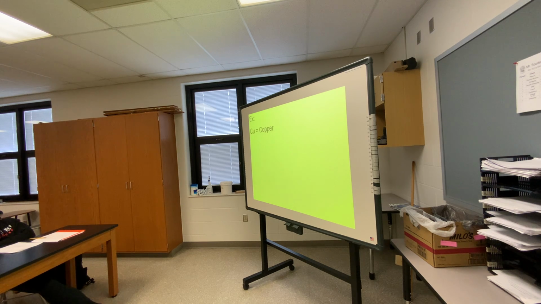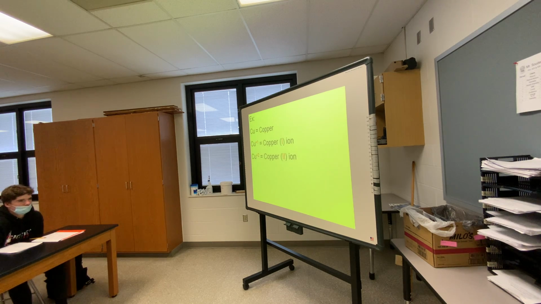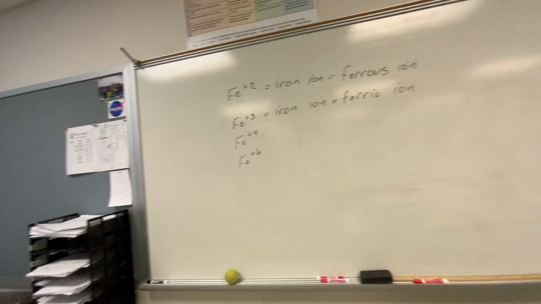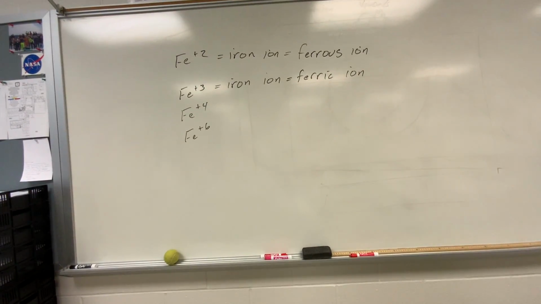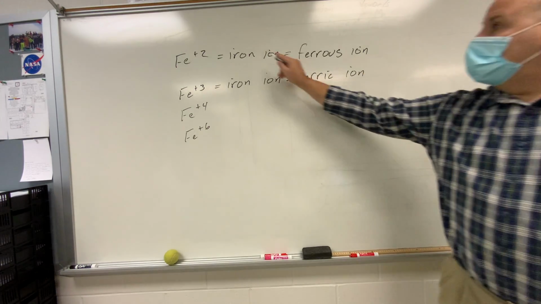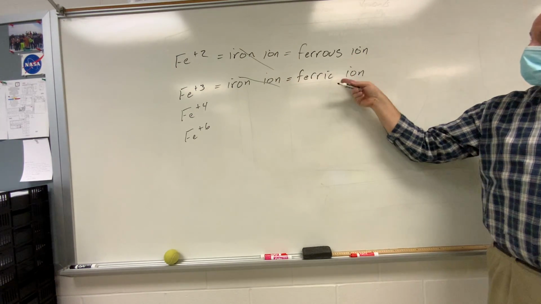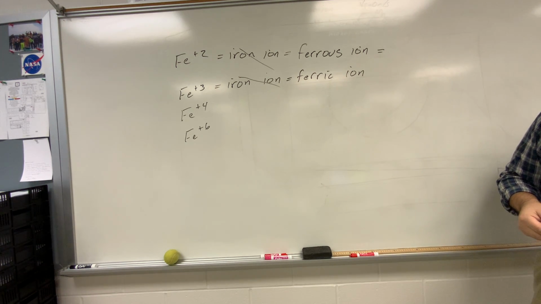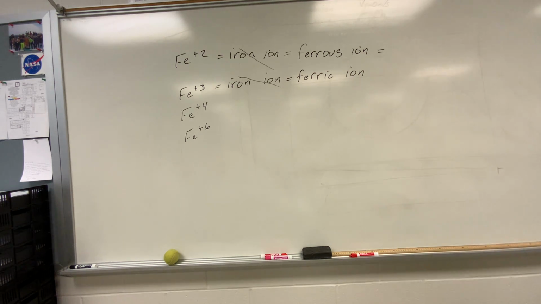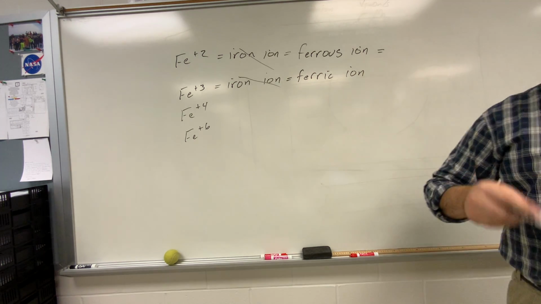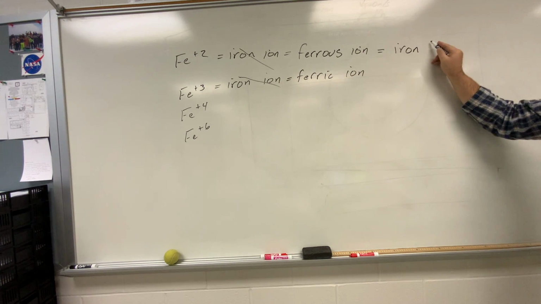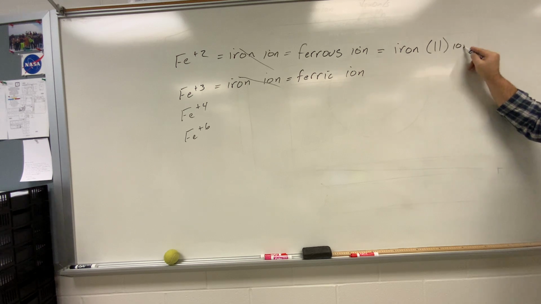So, like copper, if it has a positive 1, it's called a copper 1 ion. If it has a positive 2, then it's called a copper 2 ion. And the same thing with this over here. You can't simply call it an iron ion here, so you call it ferrous or ferric, or using the new system, you could also call this what? If you go back to its element name, what's Fe? Iron. Iron what? 2. And then use Roman numeral 2, ion.